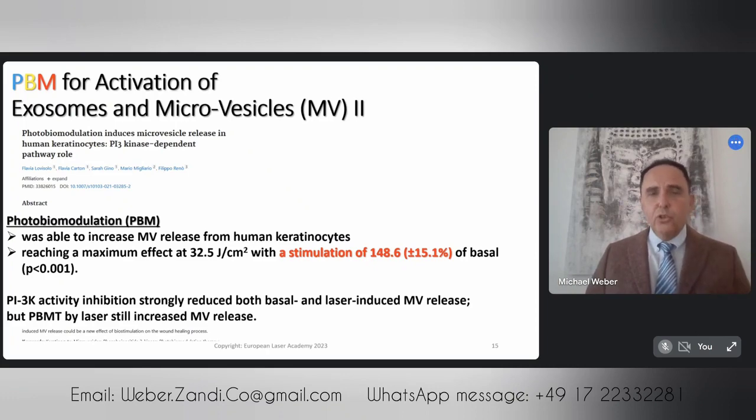I'm surprised. Usually we work at best with about 4 joule per square centimeter. They used 32.5 joule and could stimulate the release of microvesicles by 150%, plus minus 15.1%. So another mind-blowing study in my eyes.